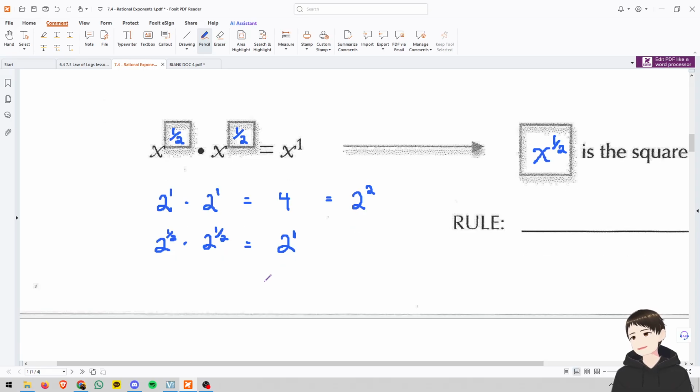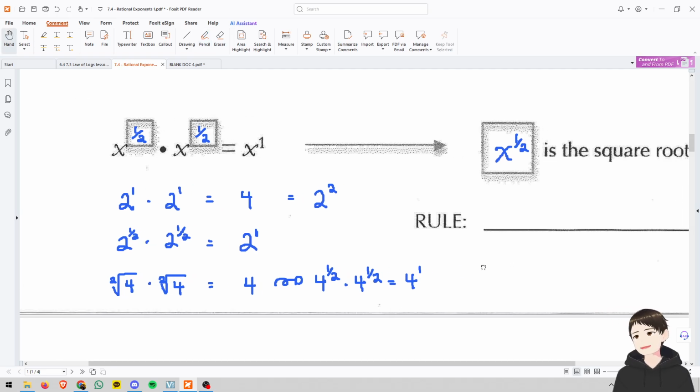But maybe you'll believe me if I write it like this. If you can say that, hey, square root of 4 times a square root of 4 should give you 4, right? I can write this as 4 to the power of half times 4 to the power of half equals 4 to the power of 1. So having an exponent of 1 over 2 is the same as doing a square root.